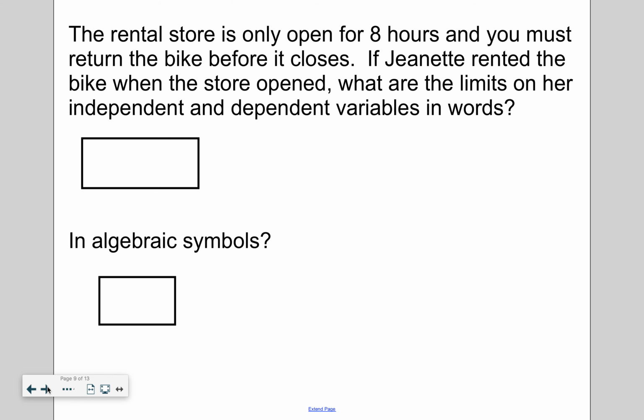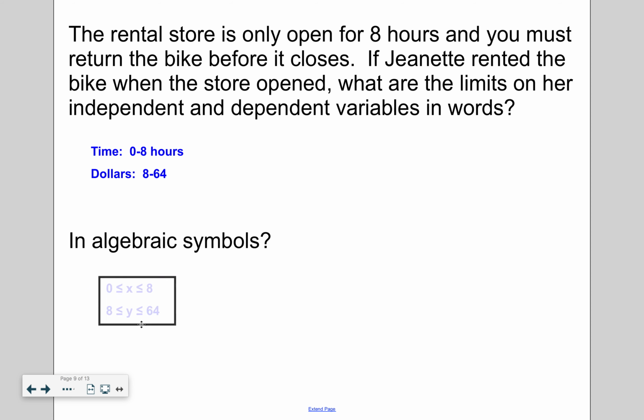So we're going back into what are the limits on her independent and dependent variable in words? The time is between 0 and 8 hours. That's the limits she can rent. And her dollar amount, she's going to pay $8 even for 0 hours, and she could pay up to $64. In algebraic symbols, again, it's right there. The X, because that's my time, is between 0 and 8, and my Y is between 8 and 64.